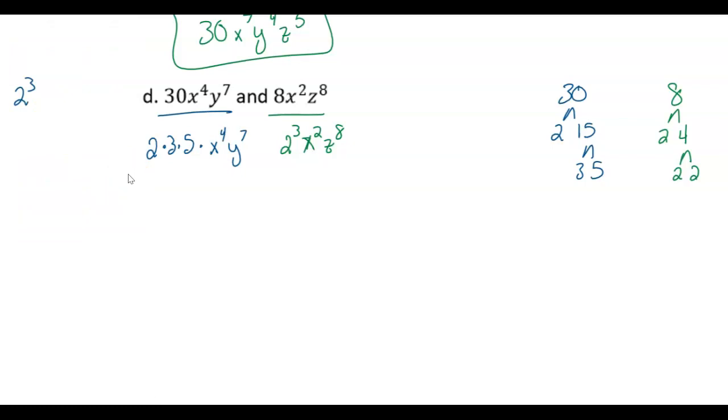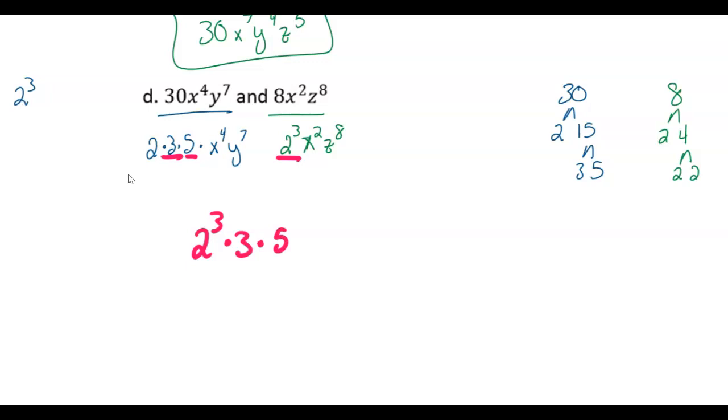So look at the 2's. On the left, I have 2. On the right, I have 2 cubed. 2 cubed is definitely the larger amount of 2's, so 2 cubed. Okay, look at the 3's. I have a 3 on the left. I don't have any 3's on the number on the right, so I just have the 3. Okay, compare the 5. I have a 5 on the left. There's no 5's that came from the 8x squared z to the 8th, so I just have that 5.